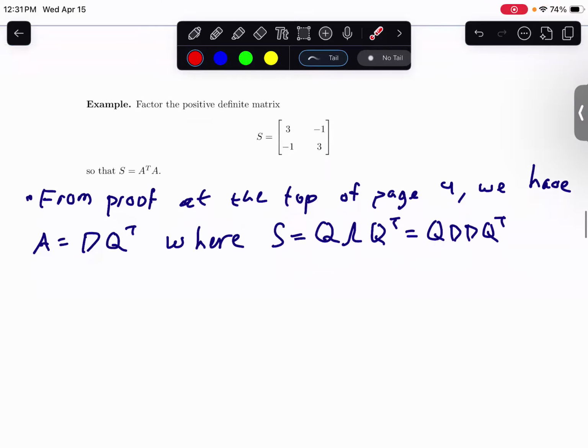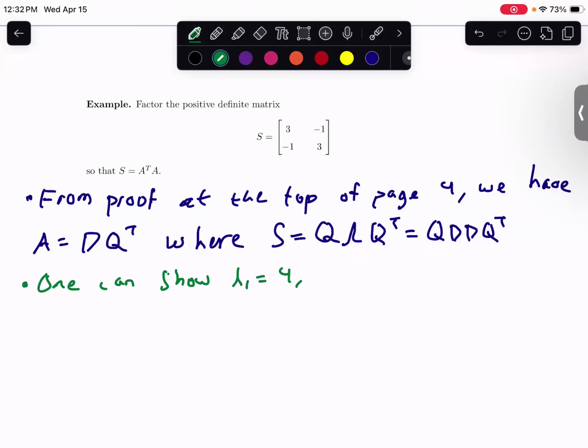I'm going to skip some of the steps. The first couple of steps are to determine what Q is going to be and to find what lambda is going to be. So you need to find the eigenvalues and the eigenvectors. I'm going to skip this part because, at least looking at the exam, it seems like people are pretty comfortable with it. One can show that we're going to have the following eigenvalues and eigenvectors. The first eigenvalue is going to be 4, and the other eigenvalue is going to be 2.